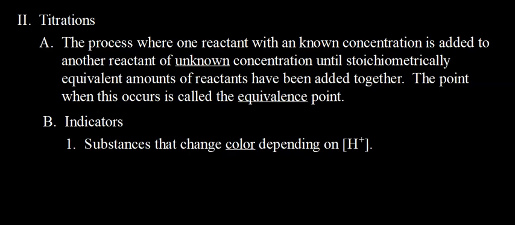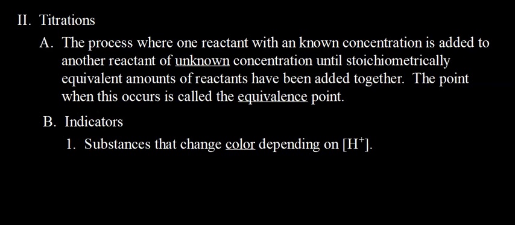The point when this occurs, where you have stoichiometrically equivalent amounts of acid and base, is known as the equivalence point. And so based on the stoichiometry of the reaction, so we've got to look at the balanced equation for the reaction, we can determine then what ratio is needed to either completely neutralize an acid or completely neutralize a base, whichever we're adding to the other. So we can determine when we have stoichiometrically equivalent amounts of acid and base by using a couple different things.